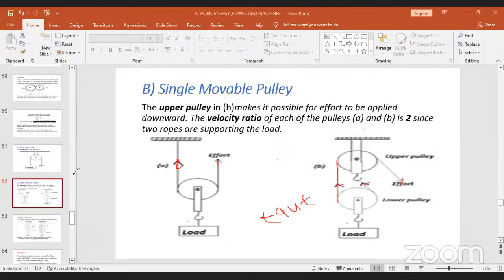So these strings must be under tension or taut. Please let them not curve. Do not curve the strings when you are drawing. If you do, you lose marks for that.